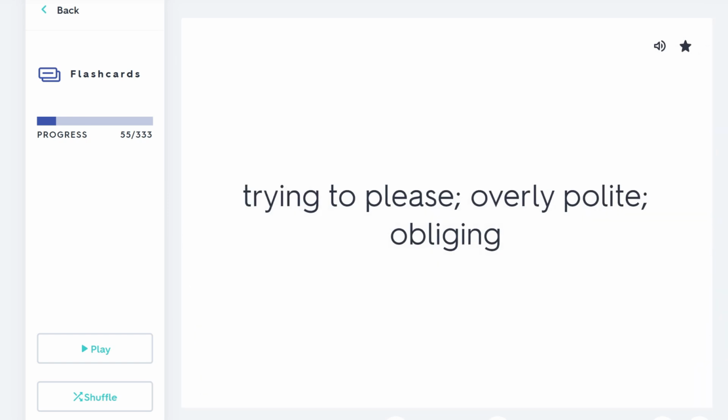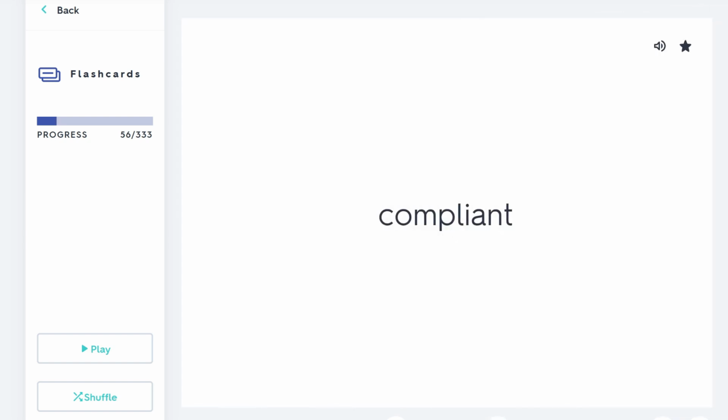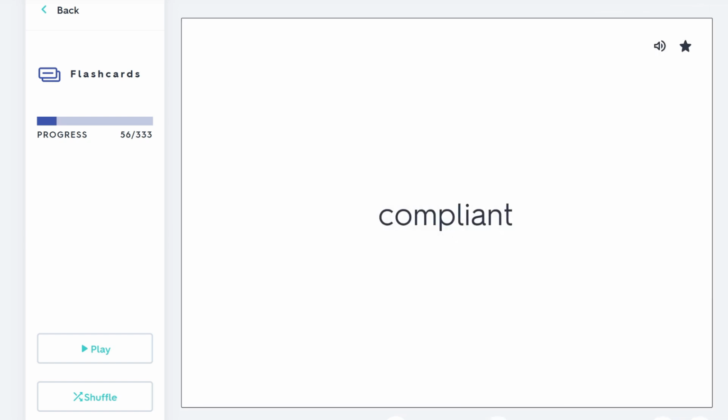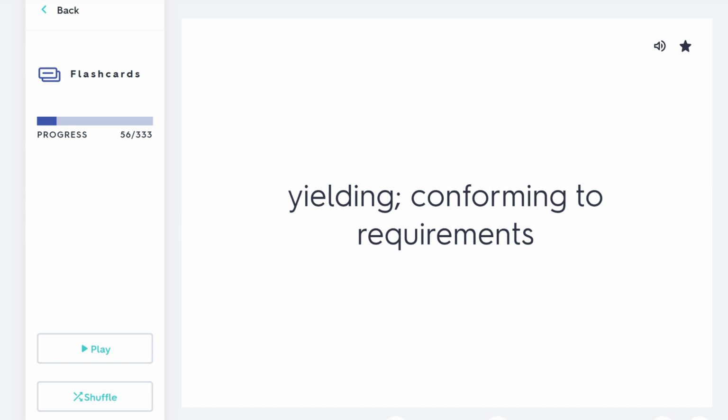Complaisant, trying to please, overly polite, obliging, being far too willing to please others, doing what they say without protesting, willing, obliging, pliant, biddable, conformable, always just trying to please, never really resisting, complaisant. Compliant, quite similar. Yielding, conforming to requirements. The compliant behaviour revealed her complaisant attitude. Compliant.